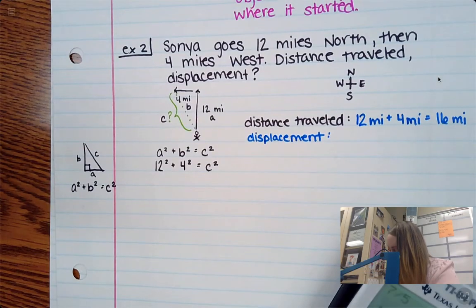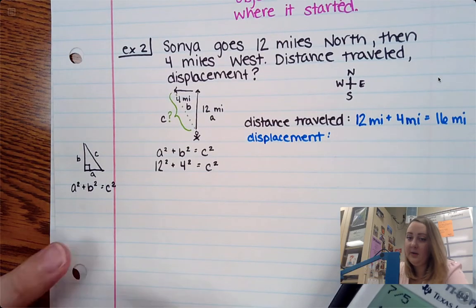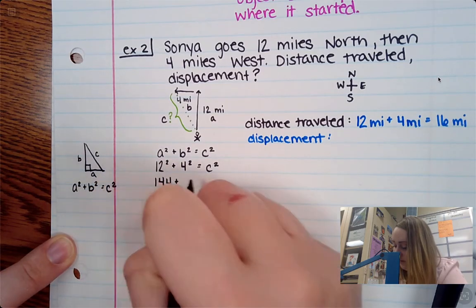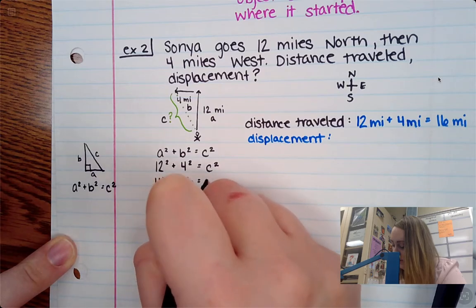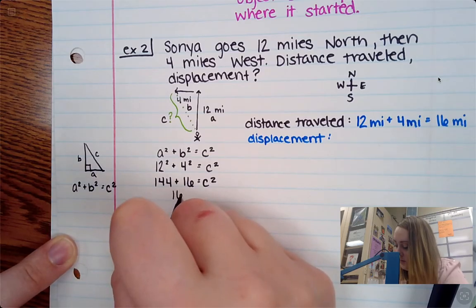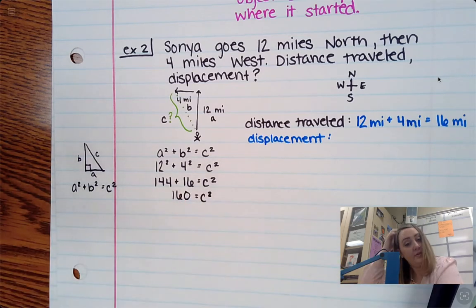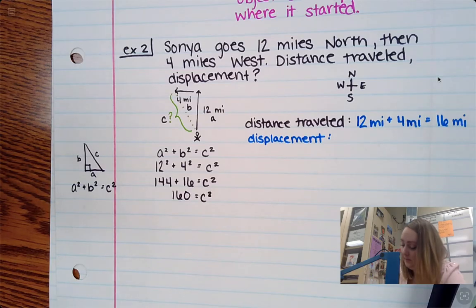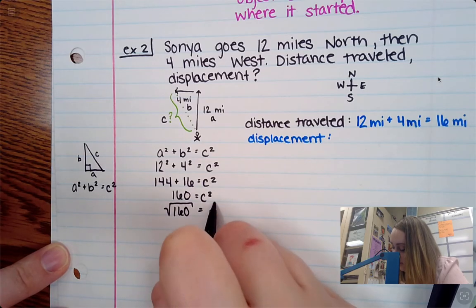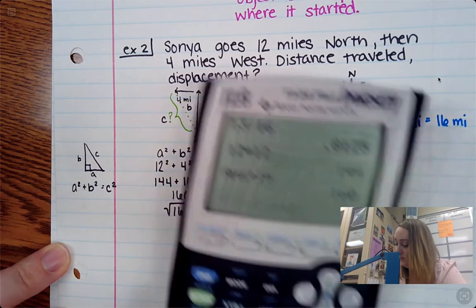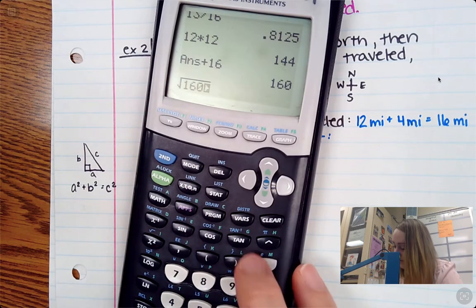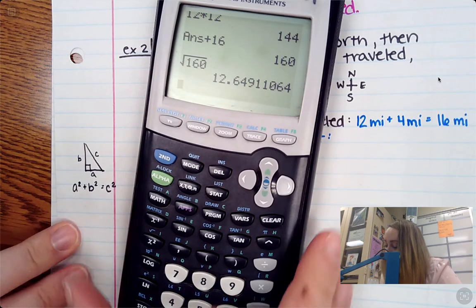All right, so you can use a calculator. 12 times 12 is 144. 4 times 4 is 16. Now I'm going to add those together. I get 160 is C squared. I just want C. So to get rid of the squared, I square root both sides. So in my calculator, there's my square root, 160. I get 12.6.